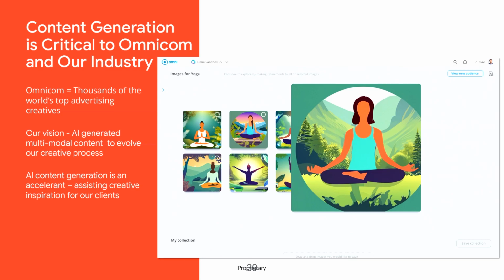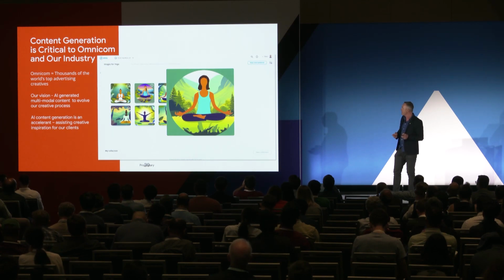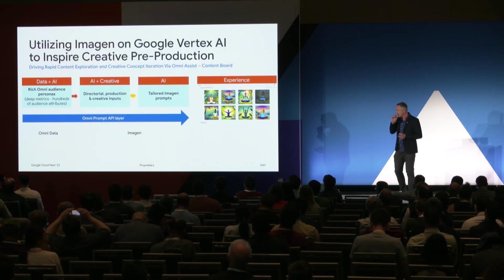And initially, where we see the key opportunity, given the types of clients we work with, the type of work we do, is really in pre-production inspiration. The ability to iterate through content, through concepts and versions and so on and so forth, really, really efficiently, really, really quickly, and expand the scope of what we're doing and deliver better work for our clients. And that's ultimately where we've partnered with Imagen, and we'll talk about how that works.